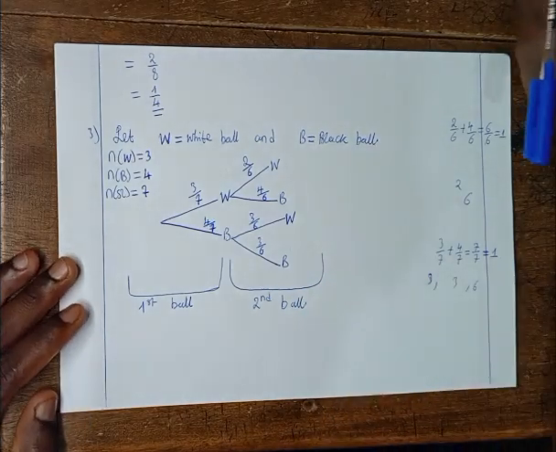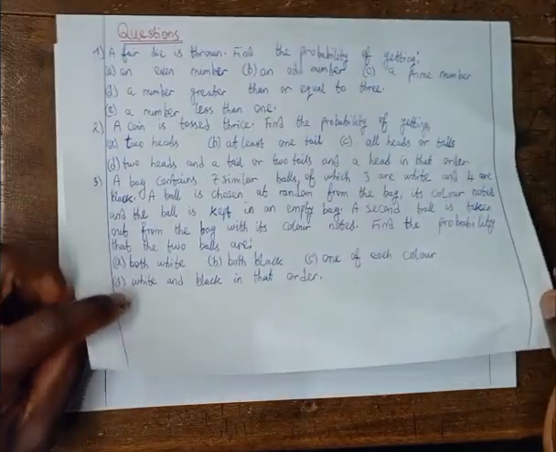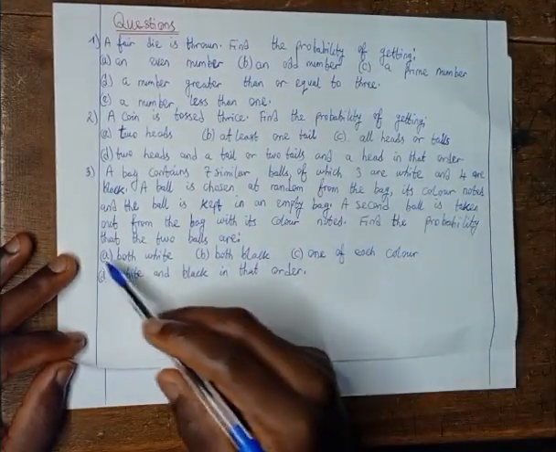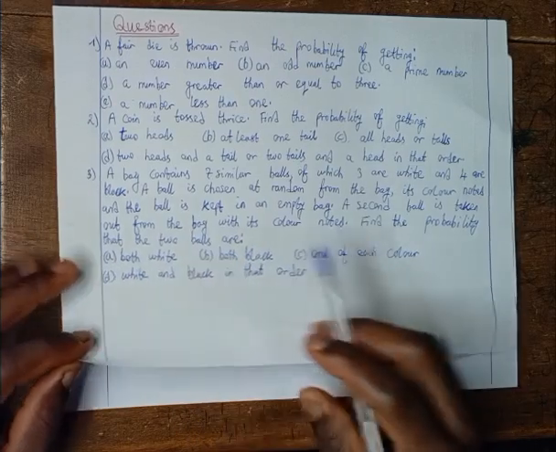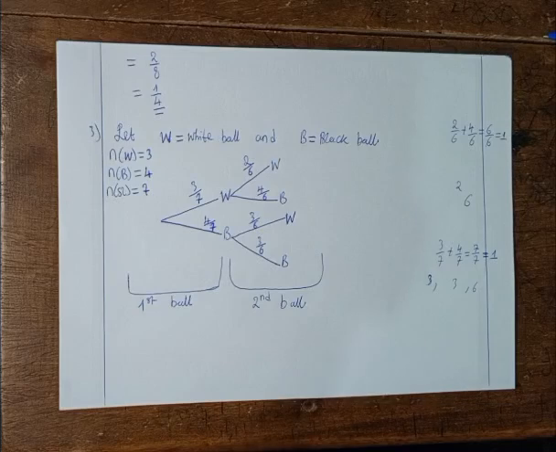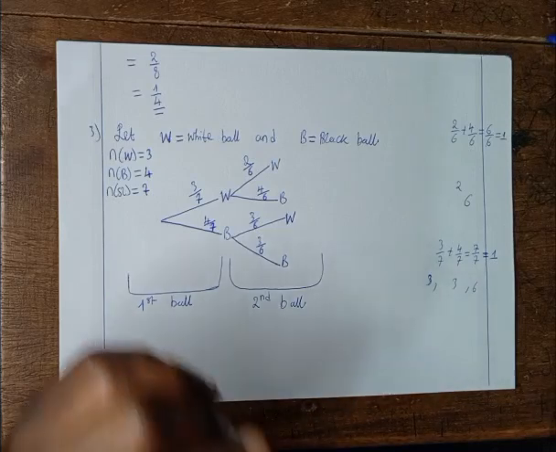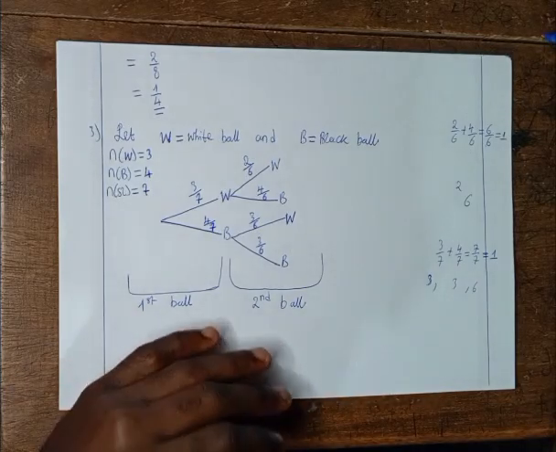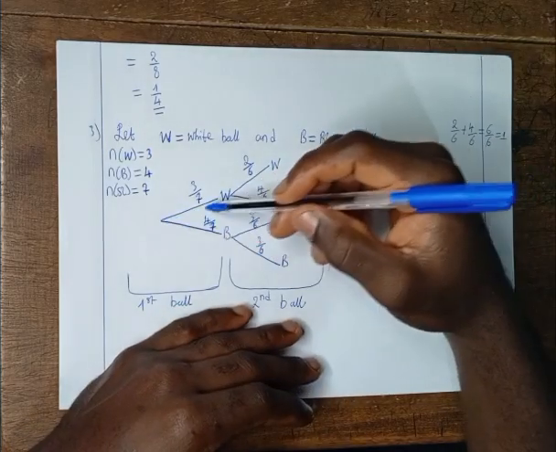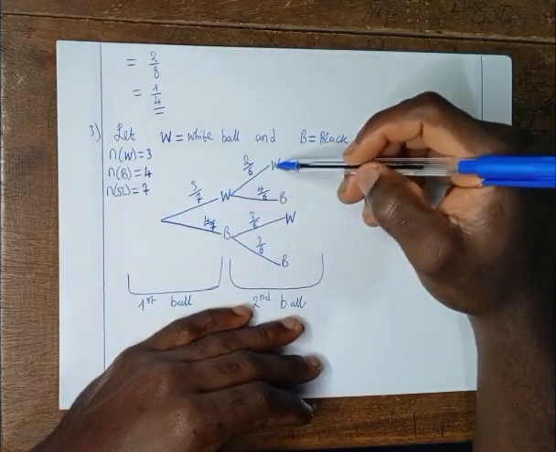Now we can proceed to answer our questions by making use of our tree diagram. We are asked to find the probability that the two balls are both white. That means you have white. In this case, for us to get that probability, we are simply going to take the branch where we have the first ball white, the second ball white.